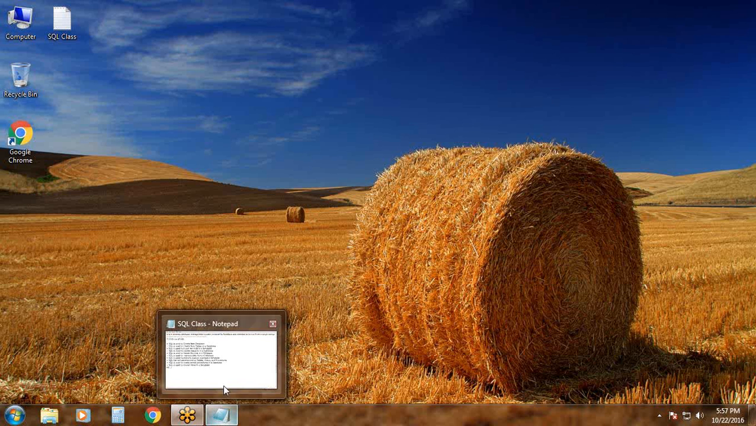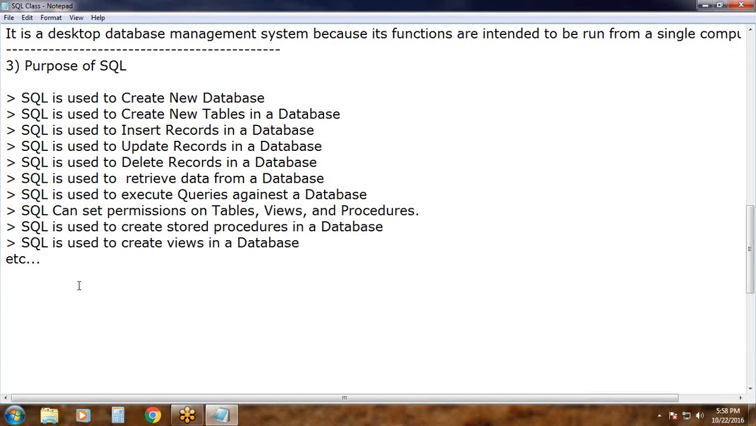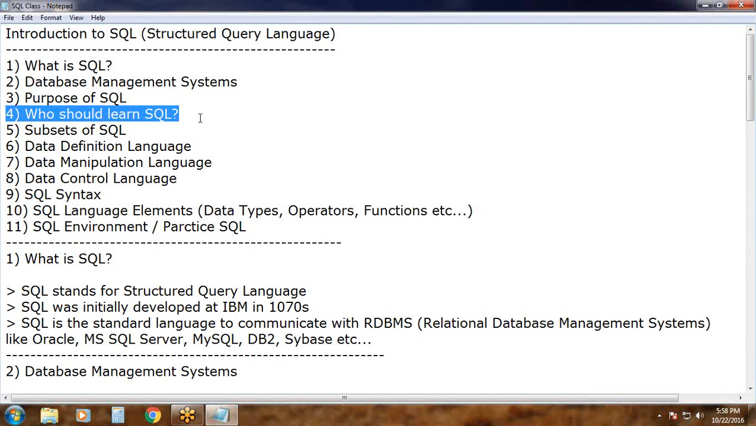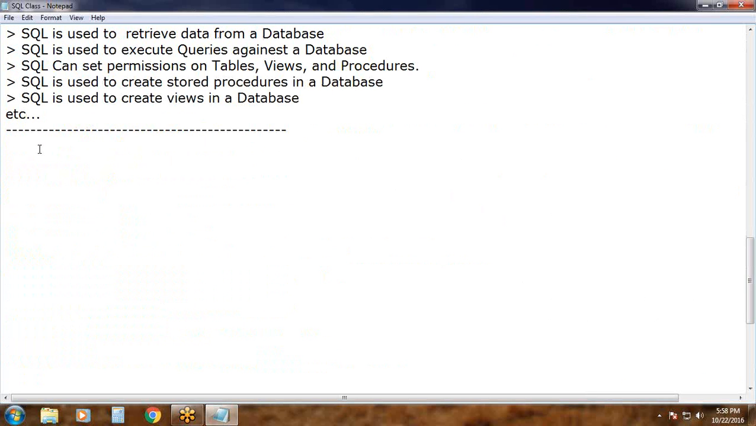Purposes of SQL done. Next topic: who should learn SQL? SQL is not only for developers and testers. Fourth topic, who should learn SQL? Raja, who are the users of SQL? Developers and testers. First one, database developers. Next.